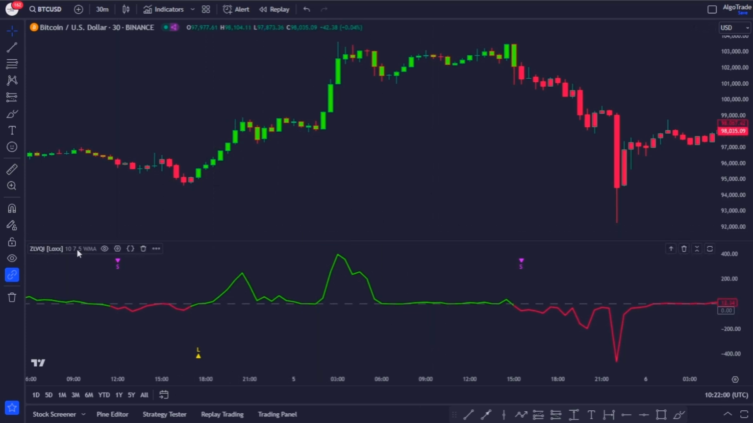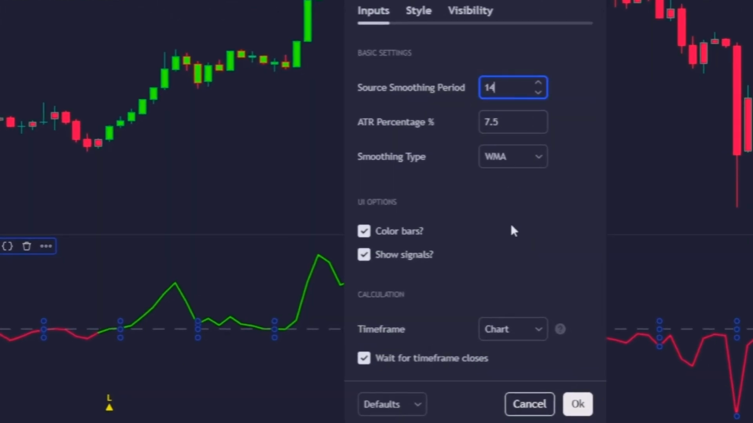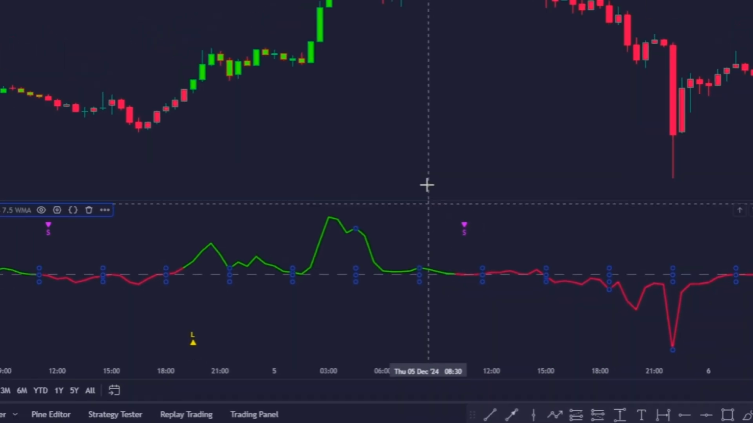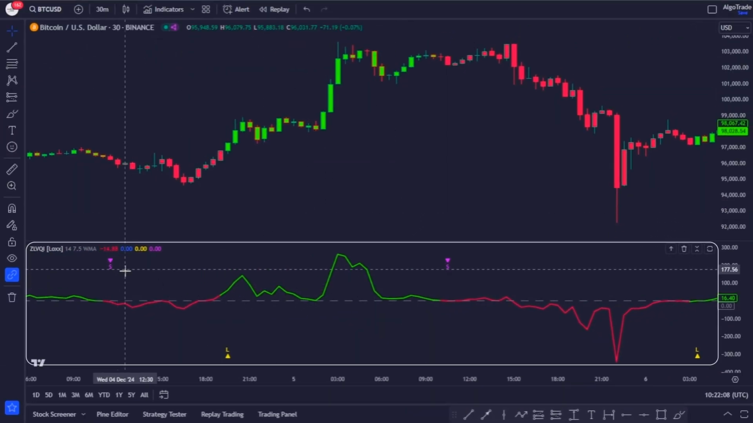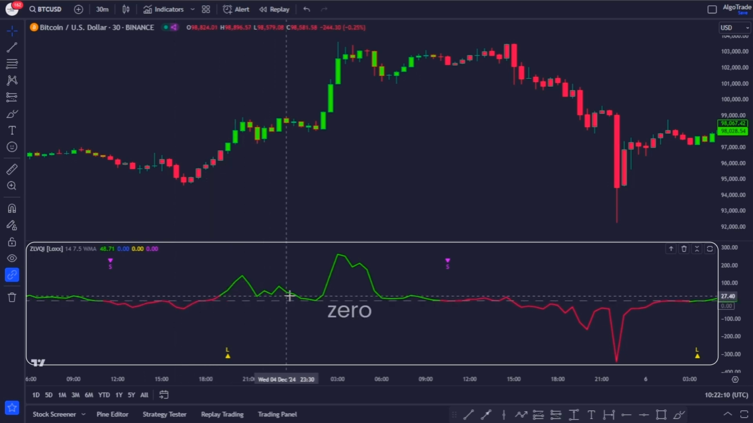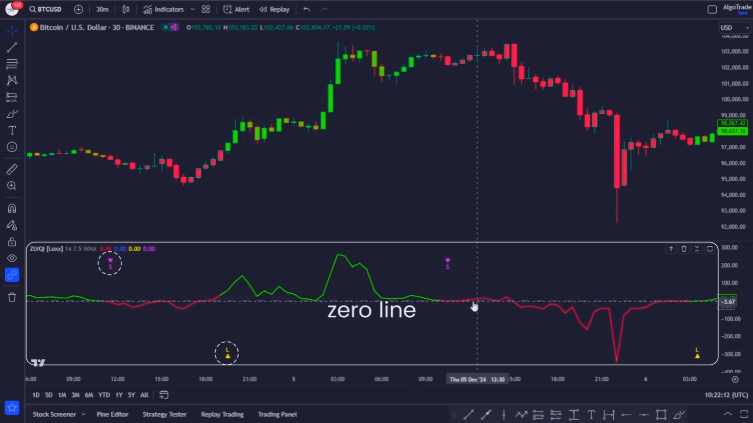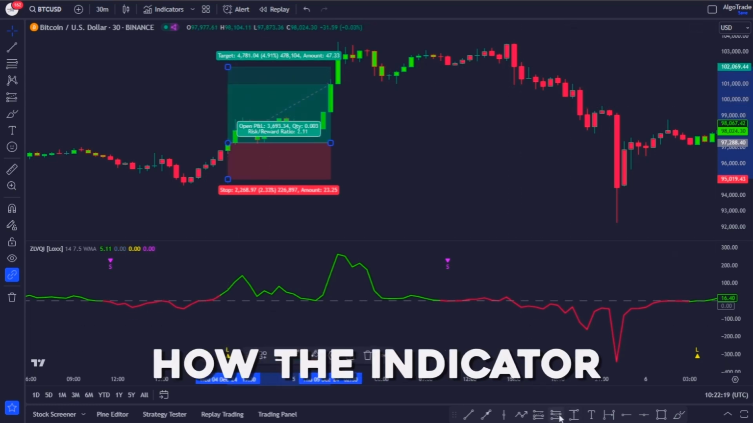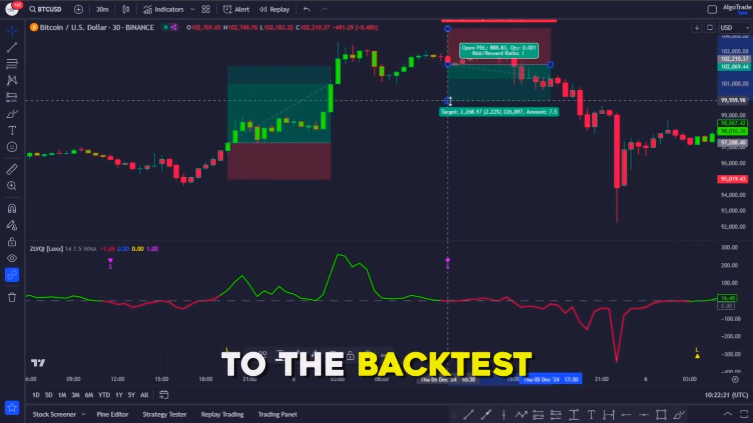For the settings, I will use 14 for the smoothing period and 7.5 for the type. As you can see, this indicator is displayed as a histogram with a line that oscillates around the zero line, giving us these long and short signals that we'll use to enter in trades. Now that we understand how the indicator works, let's move on to the backtest.